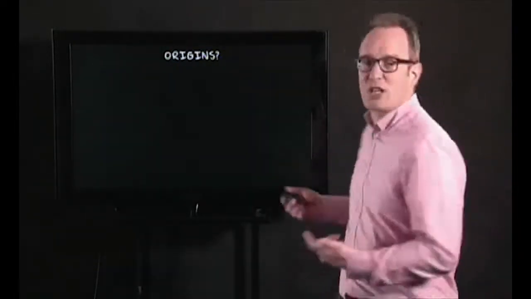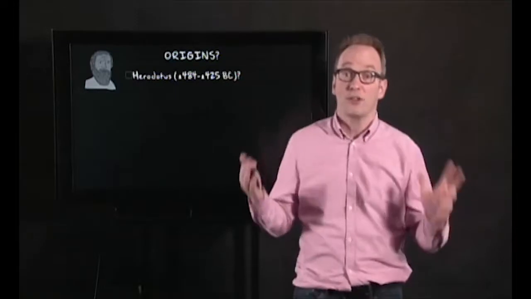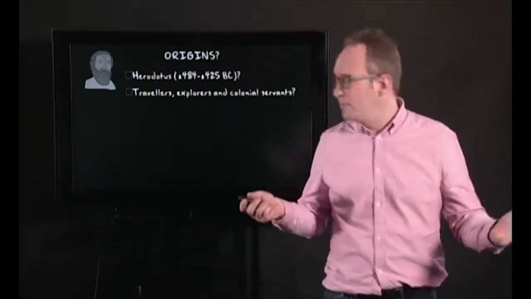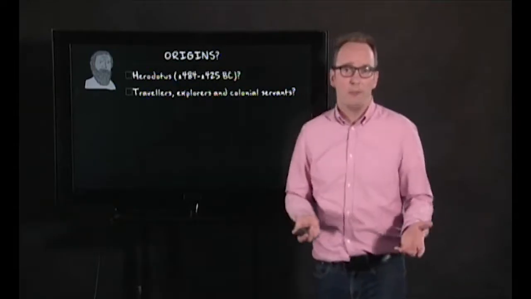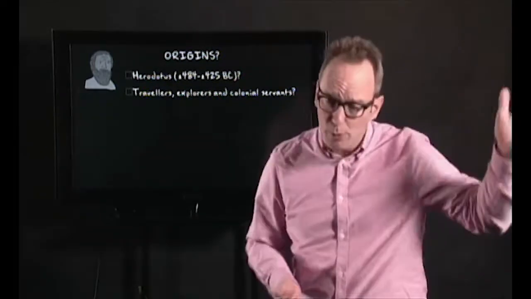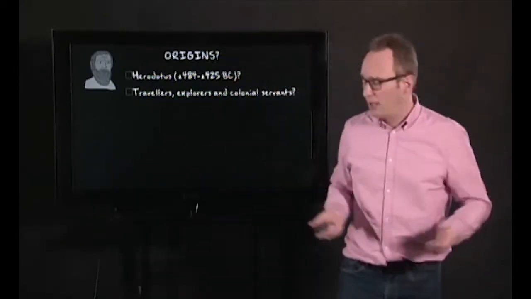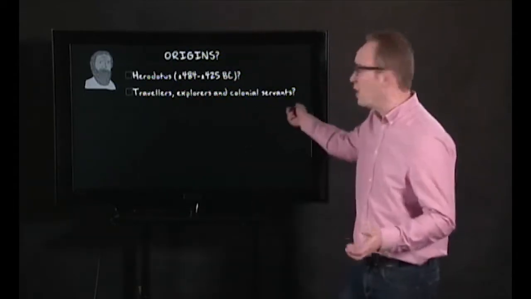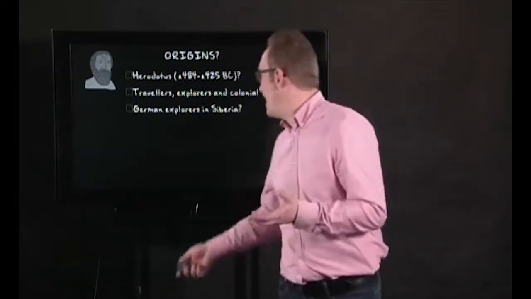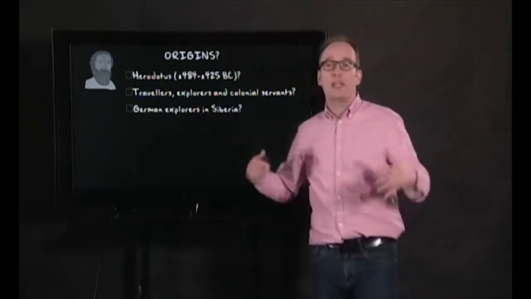So where does this method come from? And it's always fun to look into the origins of different research methods. And some would claim that Herodotus was one of the first ethnographers, and probably the first ethnographers. He wrote this book, Historia, while traveling through the Mediterranean, speaking with people, eating with them, staying with them, and in order to try to understand them. Others would claim that the origins of ethnography lies with travelers, people like Ibn Battuta, who traveled from Morocco throughout Asia, Marco Polo as a traveler, and there were others as well. Or colonial servants, people like Jacob Hafner. Others would claim that the first ethnographers were German explorers in Siberia.